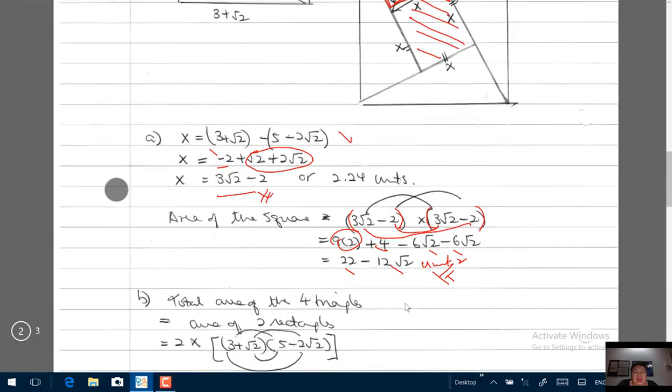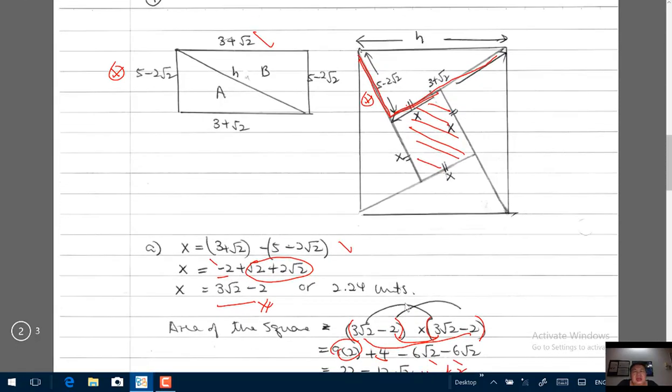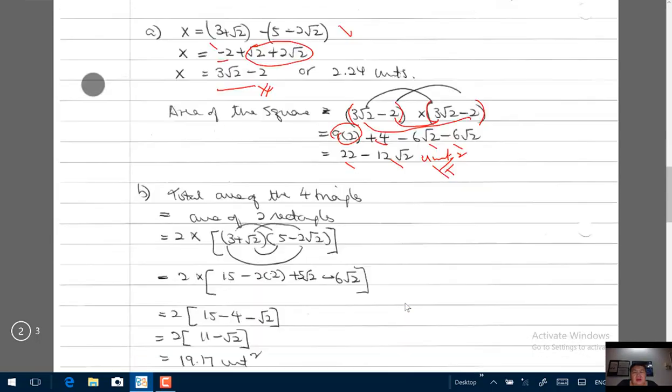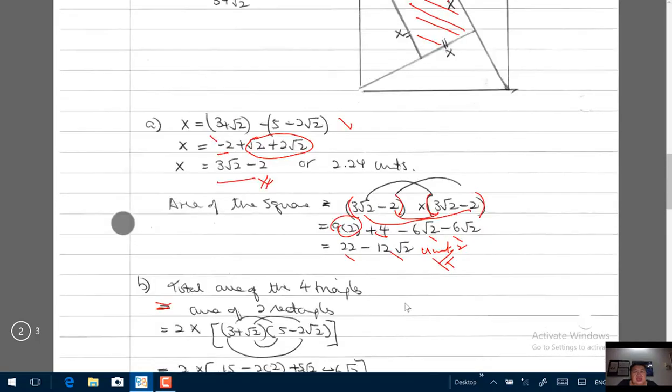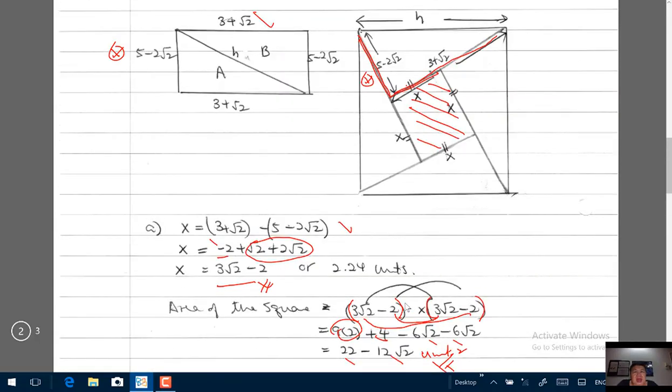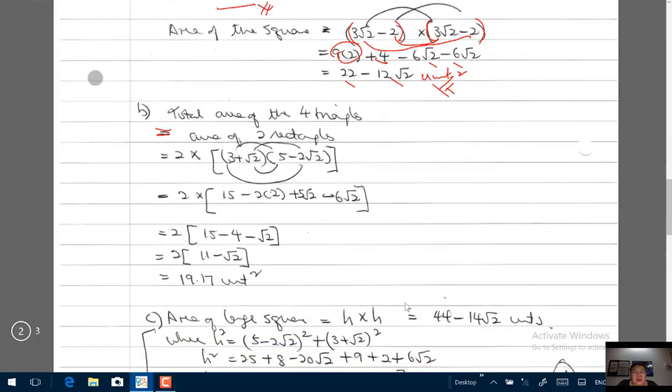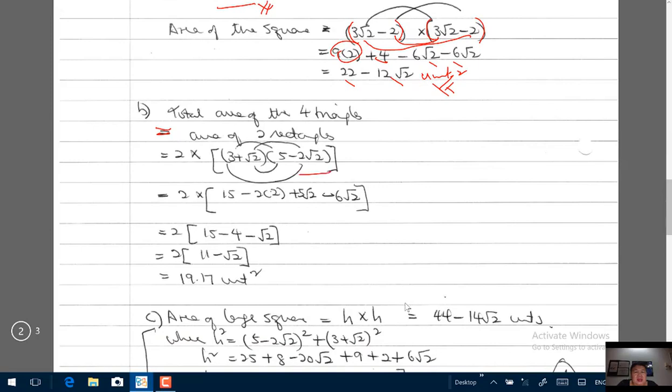Total area of the 4 triangles, that will be easy. It's just length times breadth times 2, right? Of the 4 triangles, it's actually the area of 2 rectangles, which is 2 times length times breadth times 2. Okay, it's pretty easy. Expand this first.